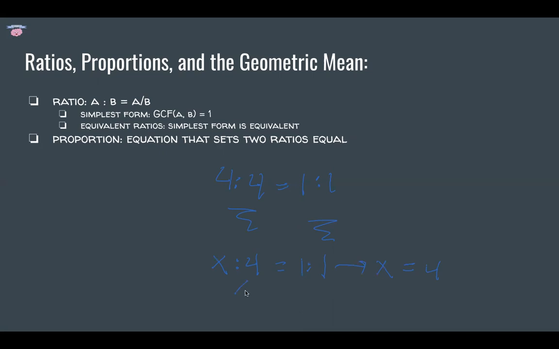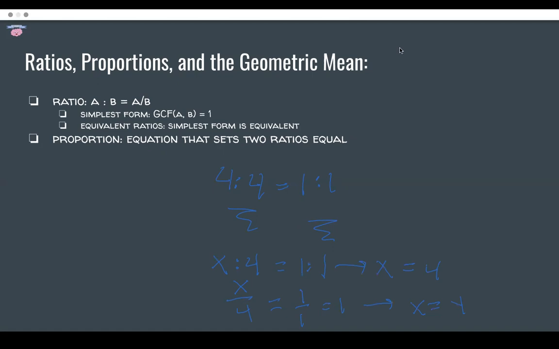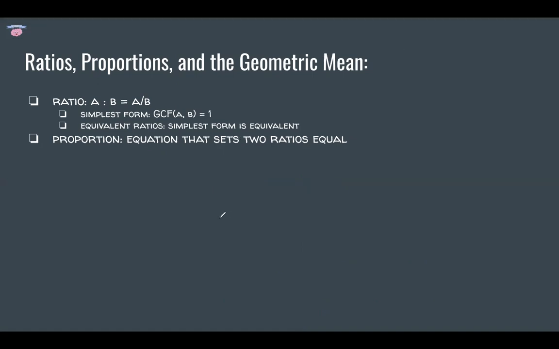You can write it a different way: x divided by 4 is equal to 1 divided by 1, which is just 1. And as we do with fractions, maybe you remember from algebra, this is equivalent to x is equal to 4. You just multiply by 4 on both sides. This was easy. I'll give you a harder example.